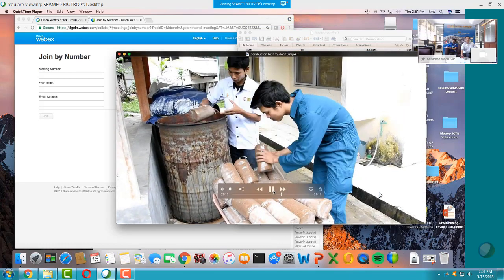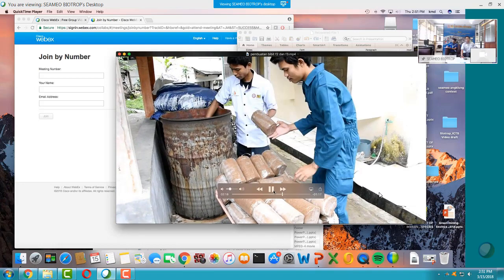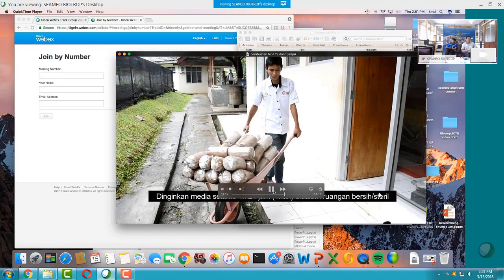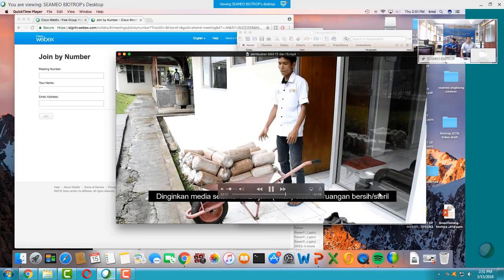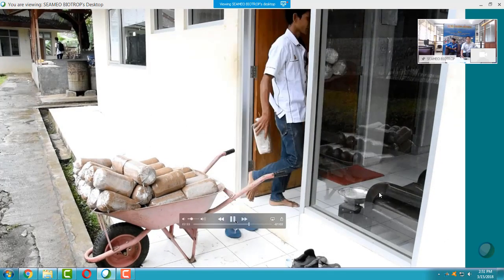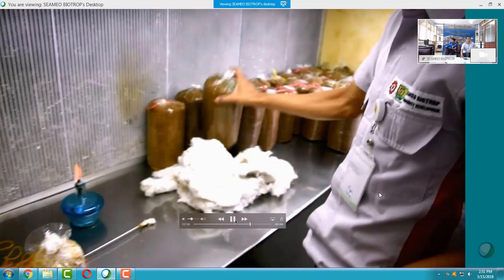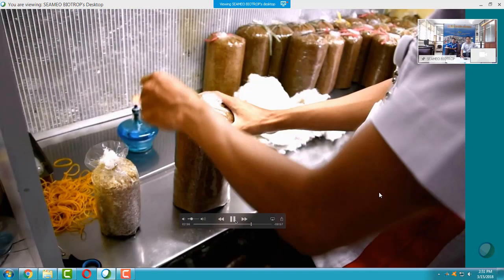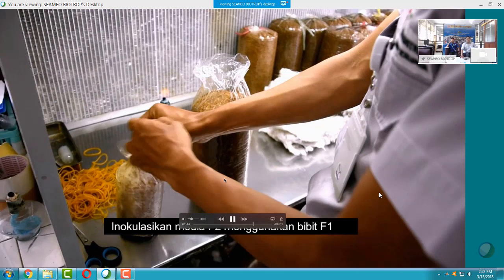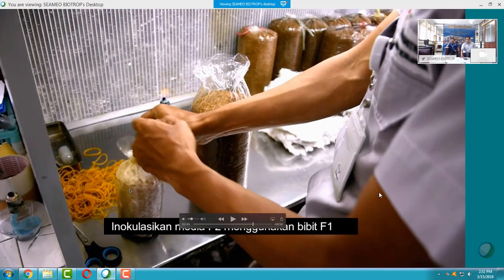So we take out all of the baglogs and put them into our inoculation room. Before you put them into the inoculation room, make sure that the room you use for inoculation is clean. And this is our inoculation room in Biotrop. Inoculation process, as you can see. Here we have the F2 seeds ready to be inoculated, to be used as seed for our F3 or ready product baglog.